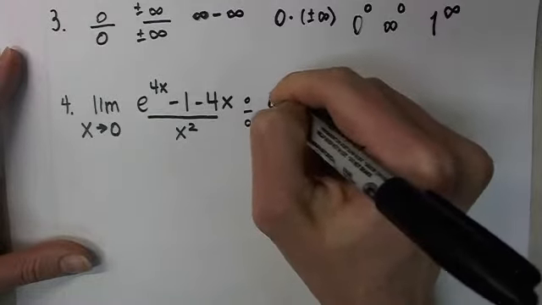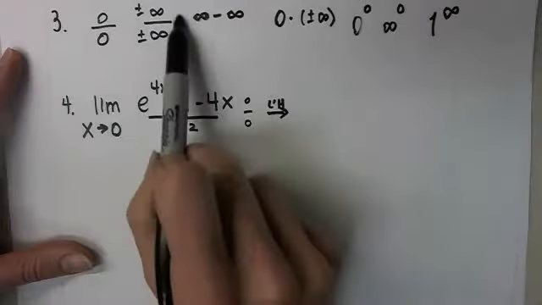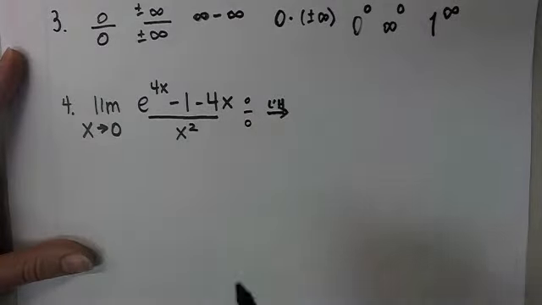Remember, you can only apply L'Hopital's rule on something that is indeterminate. If you apply L'Hopital's rule on something that's not one of these indeterminate forms, particularly one of our quotients, then you're not going to get the right thing.